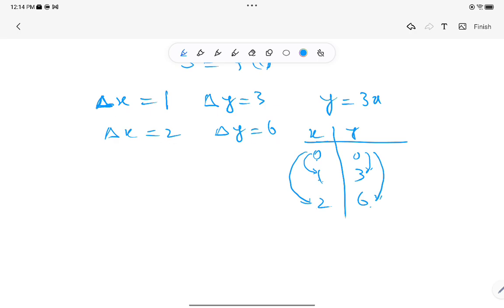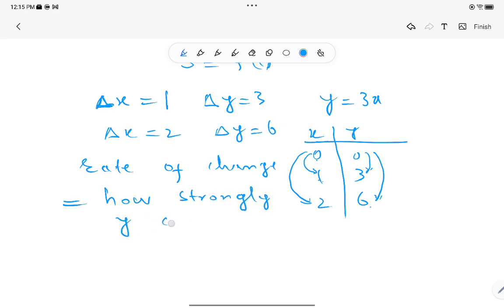That means y changes with x. When something changes with something else, we have a rate of change. Where there is this dependence, there is rate of change. What does rate of change mean? Rate of change means how strongly y changes with x. What does that mean? How strongly y changes with x? I will tell you. Here, what does that mean? That means this.